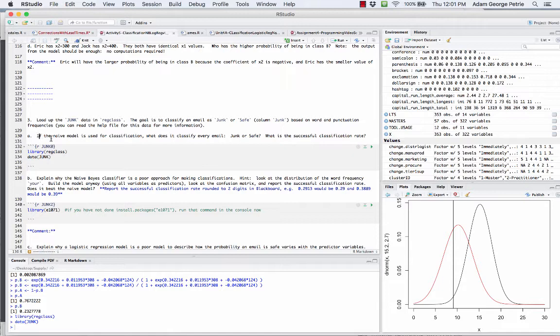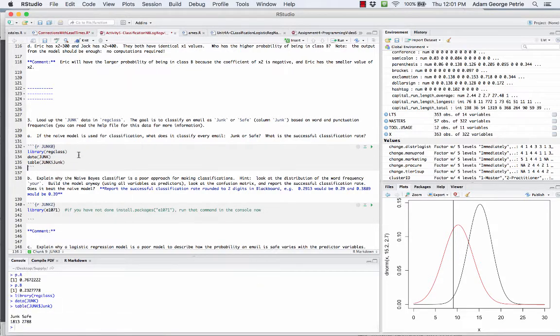All right, question A says, if the naive model is used for classification, what does it classify every email, junk or safe? And what is its successful classification rate? All right, well, the naive model simply says whichever class has the majority, that's what I'm going to classify every single individual to be. So in this case, we see that safe is represented more often in the data. So the naive model is going to predict every email to be safe.